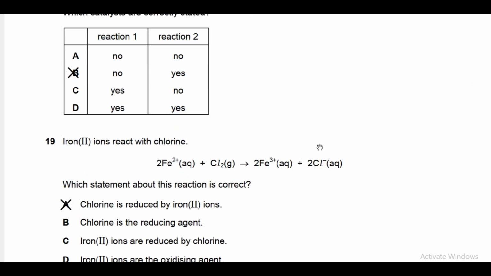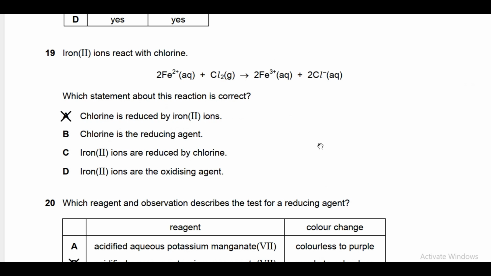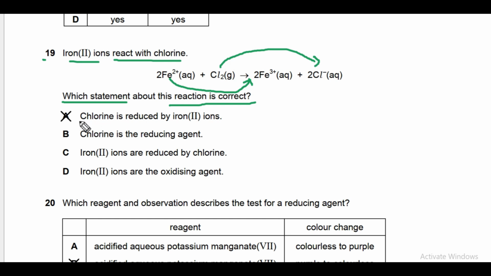Next, 19. Iron(II) ions react with chlorine. Which statement about this reaction is correct? Here iron(II) is oxidized, chlorine is reduced. So chlorine is reduced by iron(II) ions.